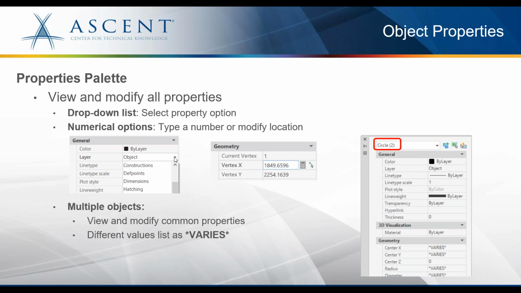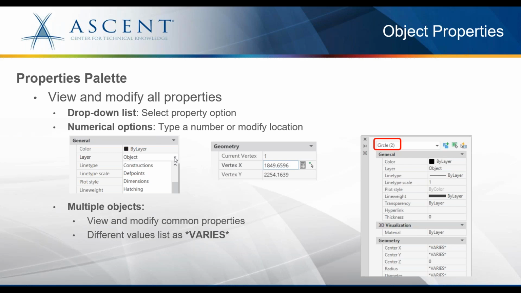It displays all the layers that are present in the drawing, and you can simply change the layer of the object to any other layer listed there. Some properties are numerical, as shown in the middle image on the screen. Once you click in the value field, you can either enter a number or use one of the icons that are given beside the property value. These icons are dependent on the property itself.